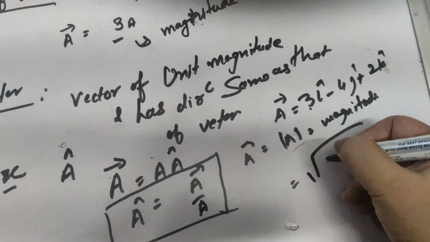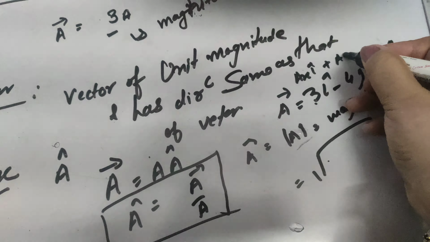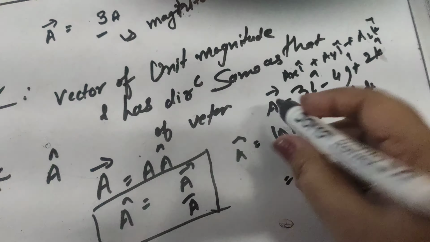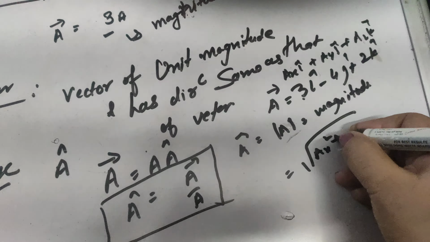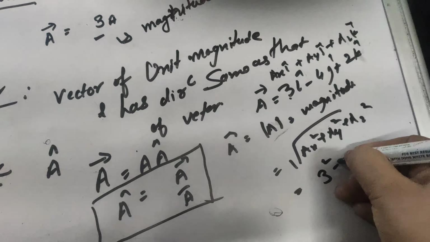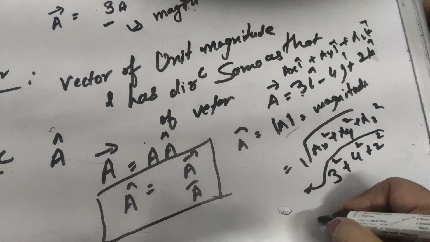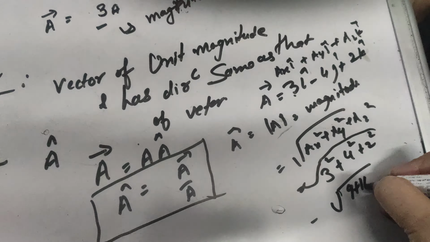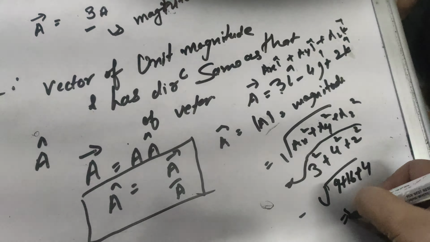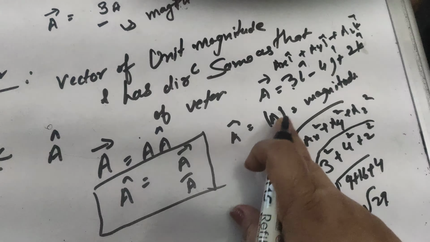A vector is represented as AX i cap plus AY j cap plus AZ k cap. In this case the formula is root of AX square plus AY square plus AZ square. So it is 3 square plus 4 square plus 2 square. If we solve it, it will be 9 plus 16 plus 4. So 9 plus 16 is 25, plus 4 is 29, root 29. So in this case we have calculated the magnitude.